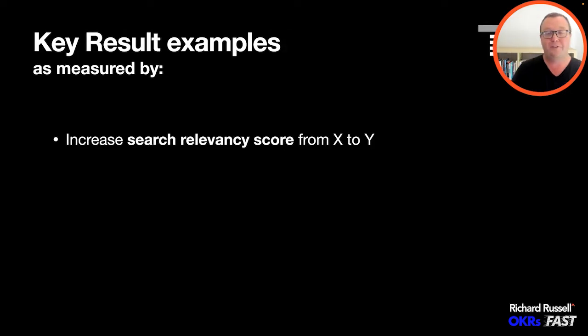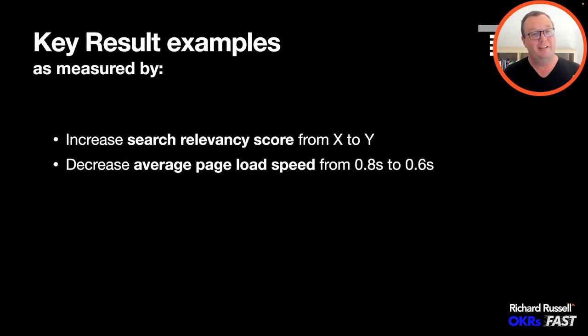So an example: increase search relevancy score from X to Y. If you're a search engine, there's often a search relevancy score. It's a way of assessing how good the search results are. And you want to increase the score from this to that because that's the thing that matters to your customers. Decrease average page load speed from 0.8 seconds to 0.6 seconds. This is a really common thing for anyone with a website. And it matters because customers care about this kind of thing. So that's why you'd have it as a key result.